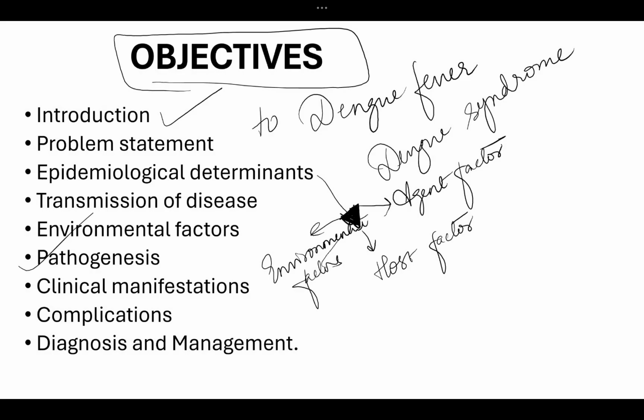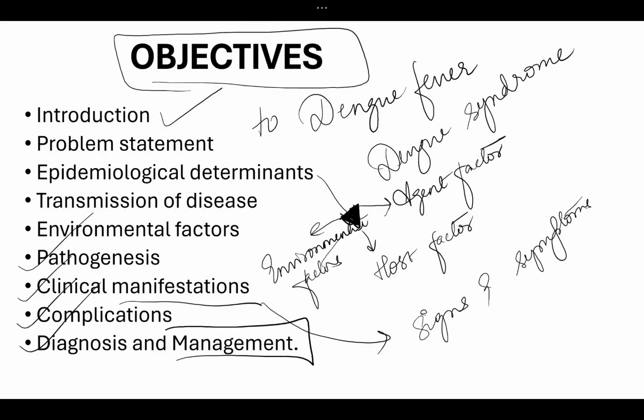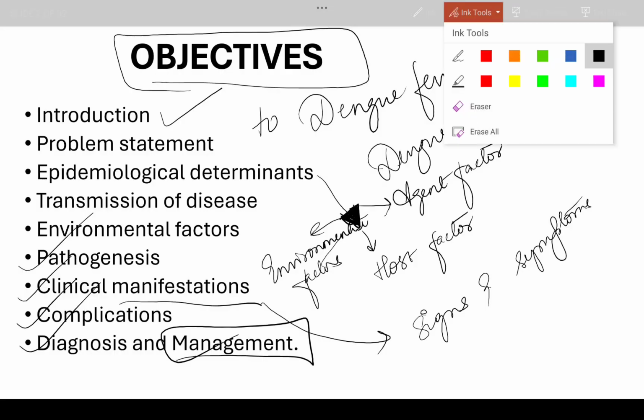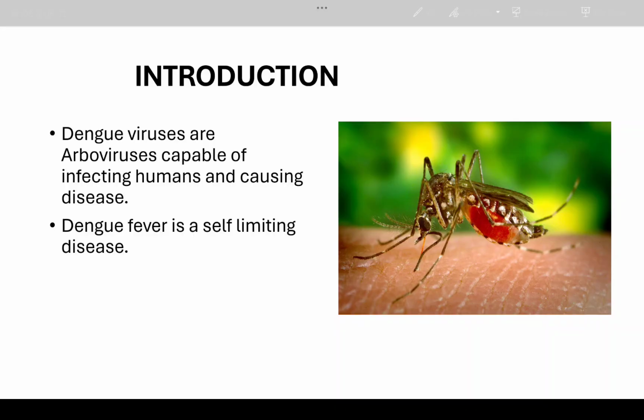Then we will discuss the pathogenesis and clinical manifestations. Clinical manifestations are nothing but the signs and symptoms. Then we will discuss the complications of dengue fever, the diagnosis, followed by its management. Now, let's move further to the introduction to dengue fever.